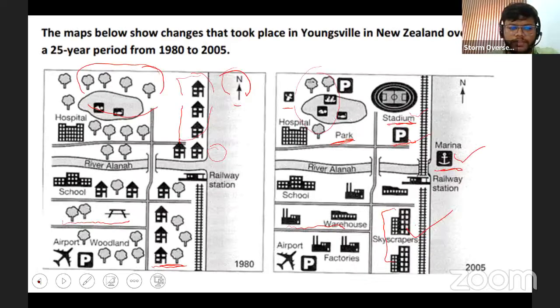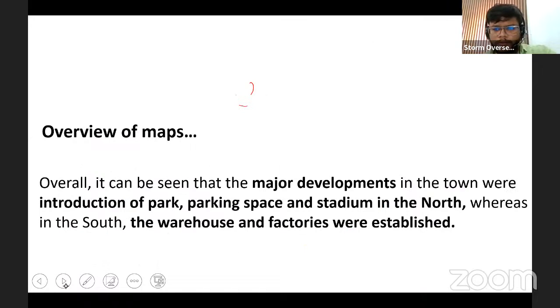So what I have used is this one. In the south, that is a significant change. We can mention the skyscrapers too, that is also okay. But this is a kind of new development, so I have used the warehouses and factories. So you can alter them as per your analyzing. So your overview can be written in this way.